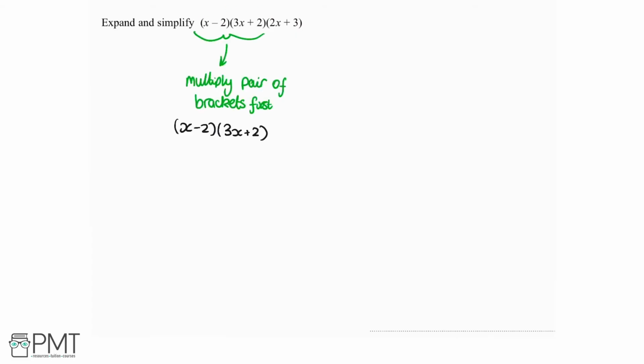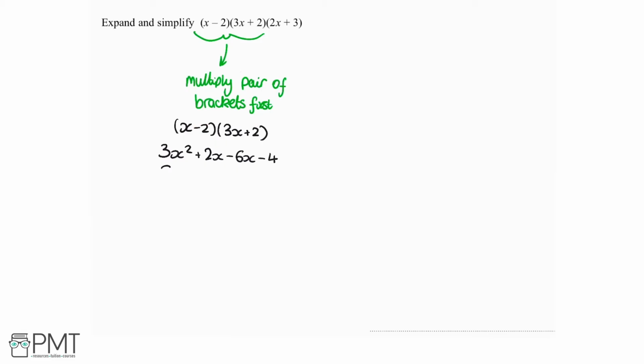So we need to multiply every element in one bracket with every element in the other bracket. I'm going to start with the front element, so I'm going to multiply x by 3x, giving us 3x squared. Now the outside elements: x multiplied by 2, giving us 2x. Next the inside elements: minus 2 multiplied by 3x, giving minus 6x. And last but not least, minus 2 multiplied by 2, we get minus 4.